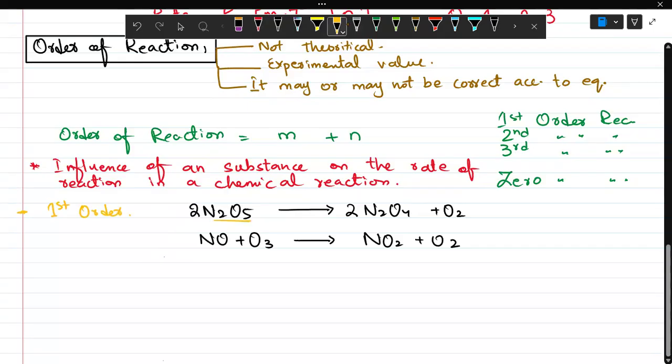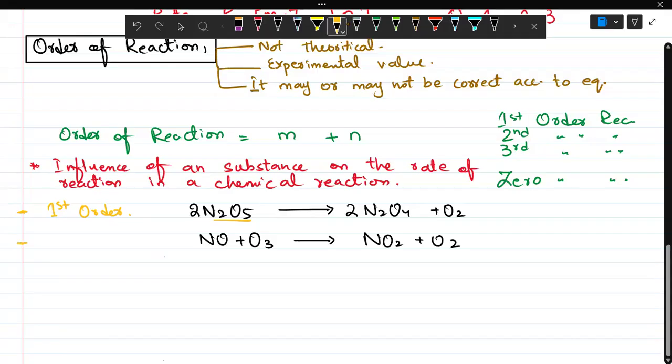If I increase the concentration, the rate of reaction will increase. If I double the concentration, the rate of reaction will double. If I triple the concentration, the rate of reaction will triple. So it has total influence. I told you that it may or may not be correct according to the equation. These points are just for the understanding that it is never the same, and may or may not be the same according to the equation.